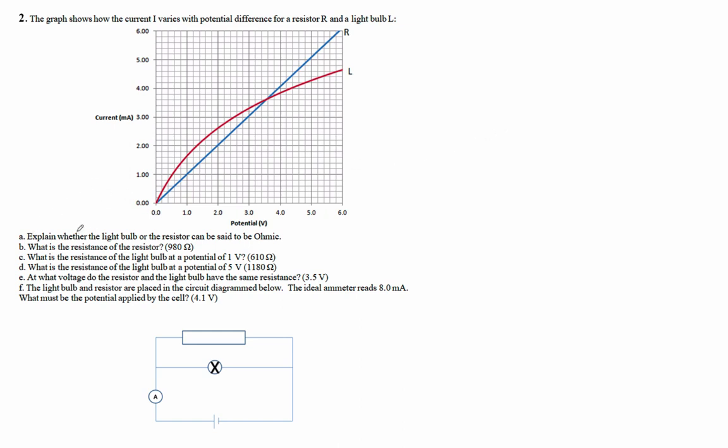Okay, so the first question is: explain whether the light bulb or the resistor can be said to be ohmic. Ohmic means that our resistance is V over I, right? Which means if we're making a graph of current, I is going to be V over R. So if we make this graph, I is equal to 1 over R times V plus 0.